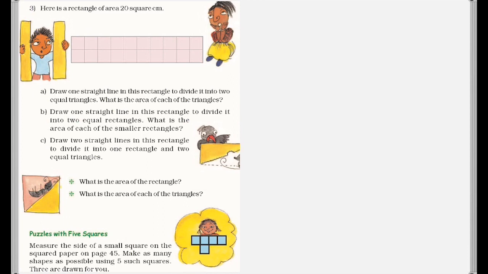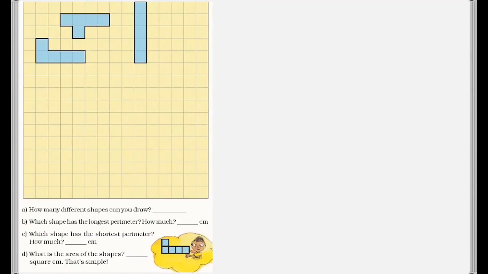These are a few activities that you can perform on your own. Now puzzle with 5 squares. Measure the side of a small square on the squared paper on page number 45. Okay, so we'll move ahead and make as many shapes as possible using 5 such squares, and 3 are drawn for you. Okay, so we can make many shapes like this, which 3 are visible on your screen. So just try and make as many shapes as you can.